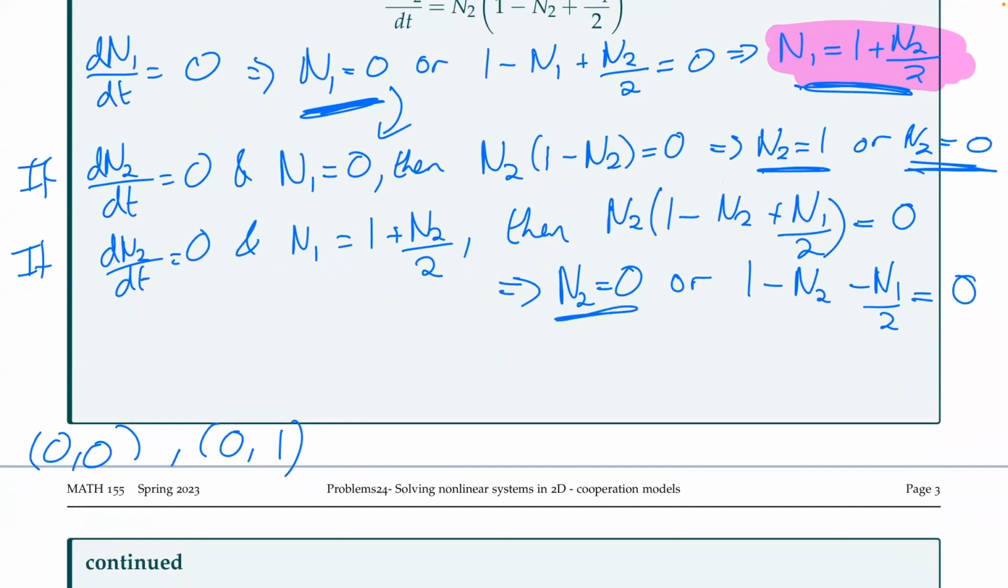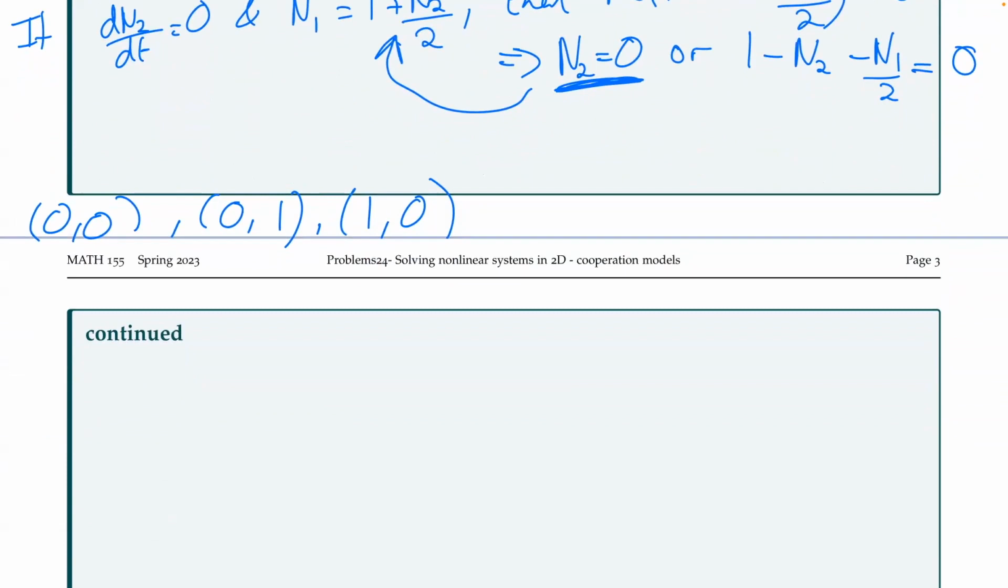So again, we've got another fixed point here already. If n1 is equal to 1 plus n2 over 2, then either we need n2 is equal to 0 or the second condition here on the right to be equal to 0. If n2 is equal to 0, we can substitute it back into here. That's going to give me n1 is 1 and n2 is 0. So the final ones, we've got 3 of our fixed points so far. There's a fourth one here.